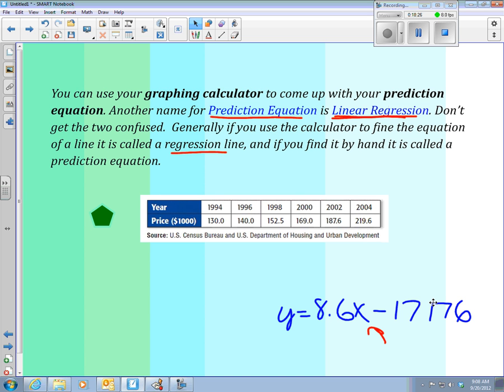So you can use your graphing calculator to find your prediction equations. They're called linear regressions. And that's it.